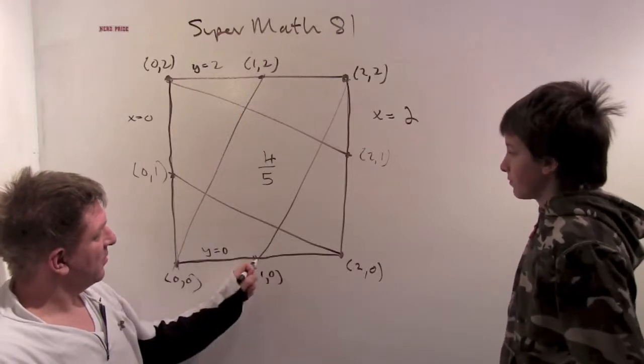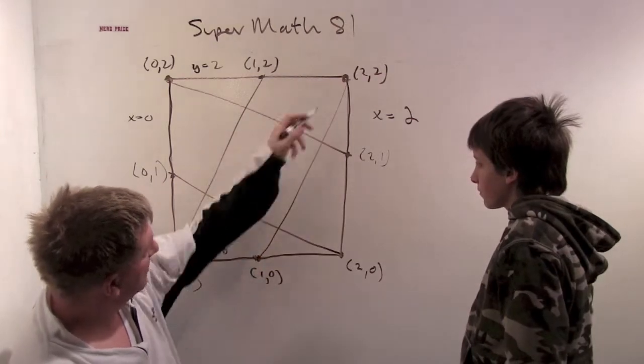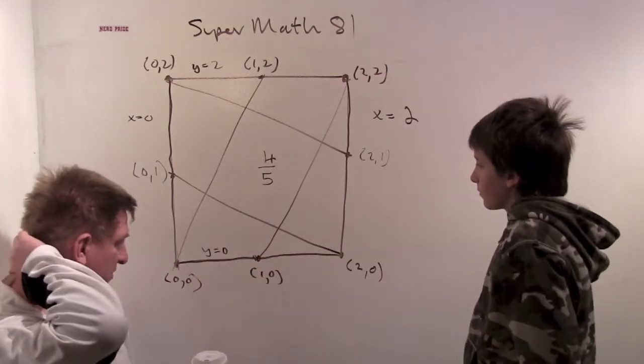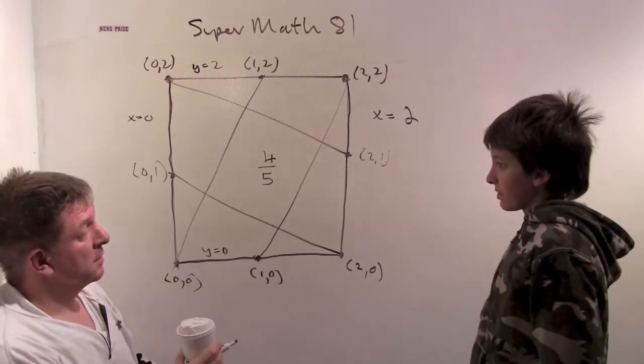We got a more interesting problem. Let's just do this line here as an example, the line that goes from 1, 0 to 2, 2. How are we going to find the equation of that line? Well, I know the equation of a line in general. It's y equals mx plus b.